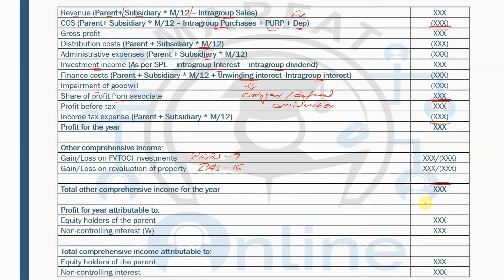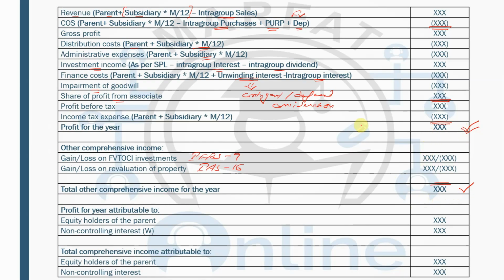One of the most important steps that you need to remember is that this profit which you have calculated and this total comprehensive income should be distributed between the owners of the parent and the NCI. That means you have to distribute this thing between the parent and the non-controlling interest. But the biggest mistake students make is they take this figure and distribute it on the set percentages. Now why is this wrong?